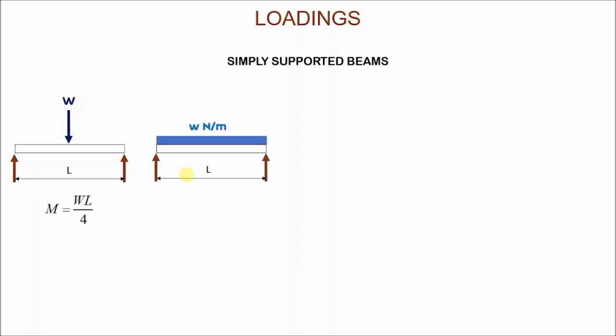The next case we're going to look at is when you have a UDL acting over the full length of the beam. And in this case, if we want to find the magnitude of the moment of resistance, that is going to be given by the magnitude of the UDL, which is given by small w, multiplied by the square of the length of the beam, and all of that divided by 8.